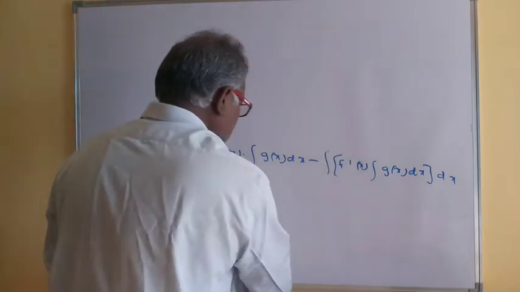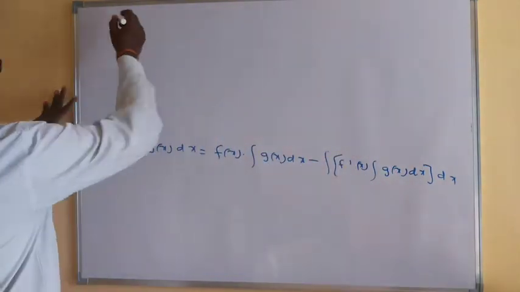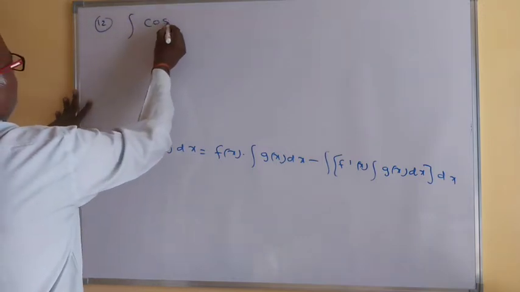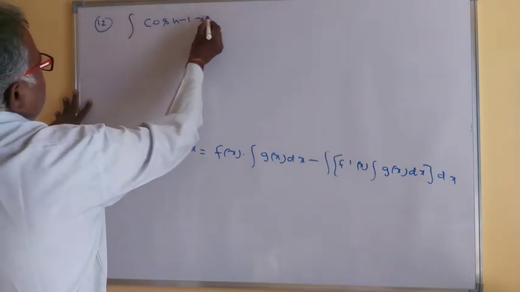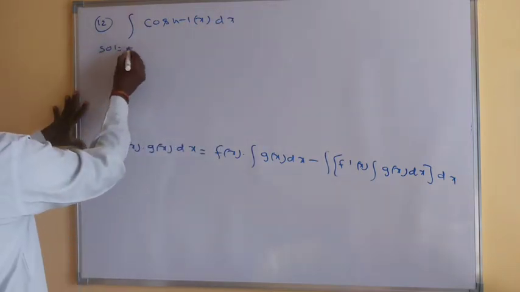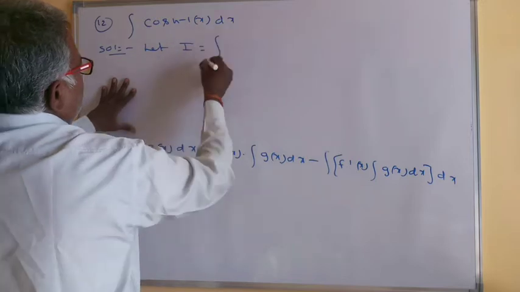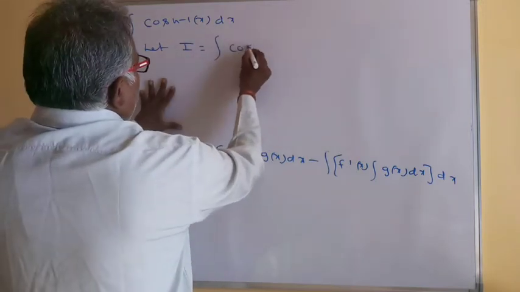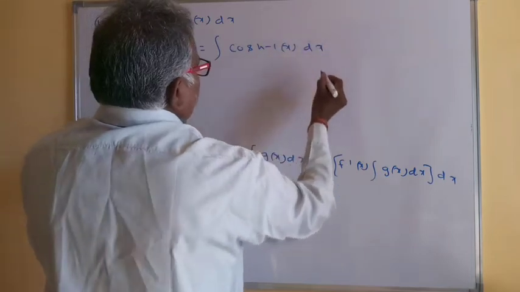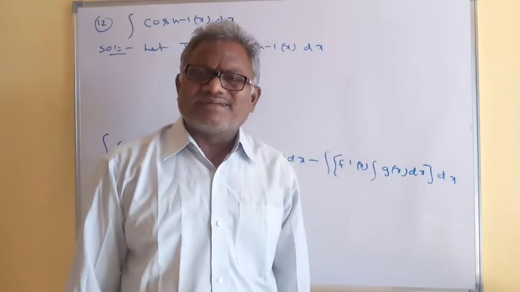Next, 12th one, cos h inverse x. 12th problem: integral of cos h inverse x dx. Okay. So solution, let I is equal to integral cos h inverse x dx. Okay. So similar one, same method.